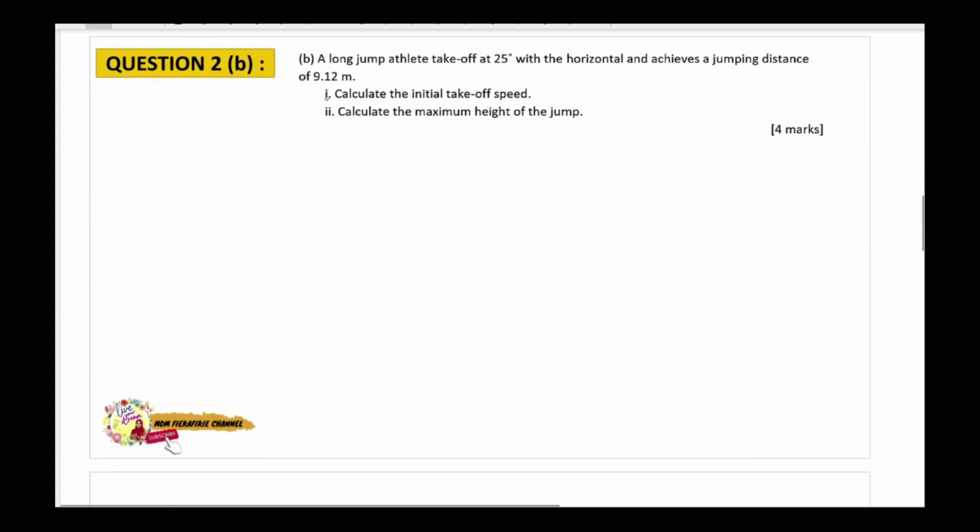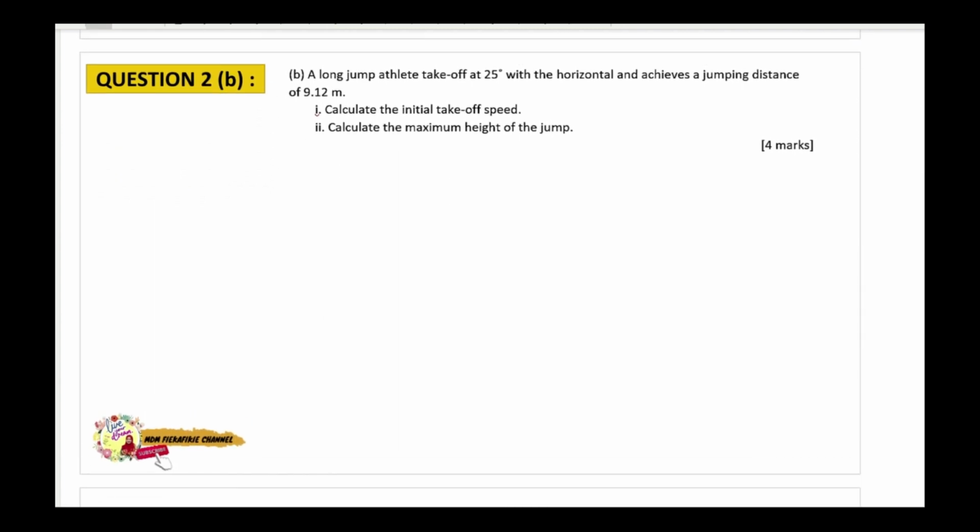So, kita bergerak kepada 2B. Okay, so here we have 4 marks and this is about projectile motion. Alright, so let's read the question first. A long jump athlete takes off at 25 degree with the horizontal and achieves a jumping distance of 9.12 meter. So the value here, 9.12 meter is the horizontal displacement Sx. And the angle is 25 degree with the horizontal. So ada angle lah. Tapi dia tak bagi berapa dia punya initial velocity U. So calculate the initial takeoff speed.